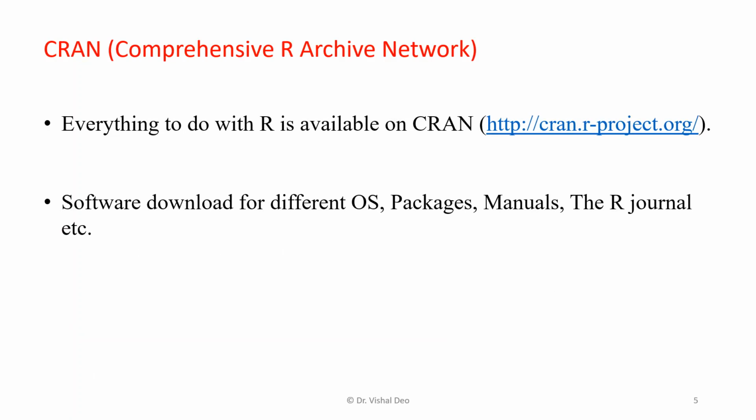So what is CRAN? CRAN is basically the Comprehensive R Archive Network. It is the library where you get everything. If you're using R for the first time, you can go to the cran.r-project.org website and download the latest version of R, which is available according to your operating system. It is available for Linux, for Mac, for Windows and all kinds of operating systems. You can find various manuals, packages, and journals on the same website, which will help you get started with R.